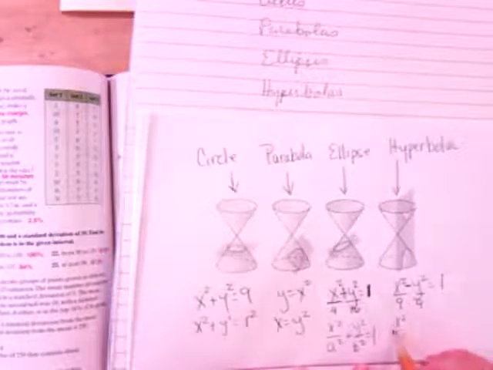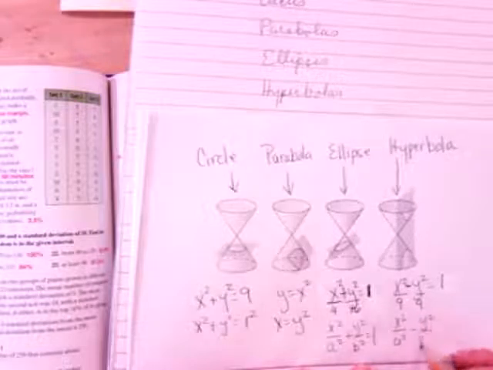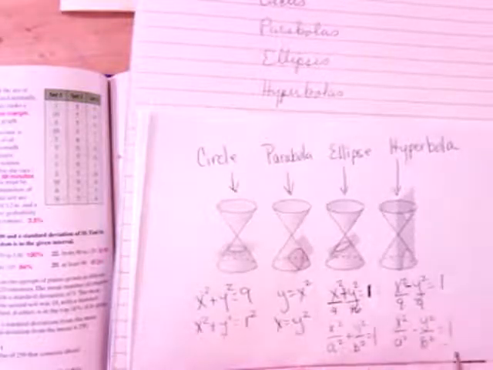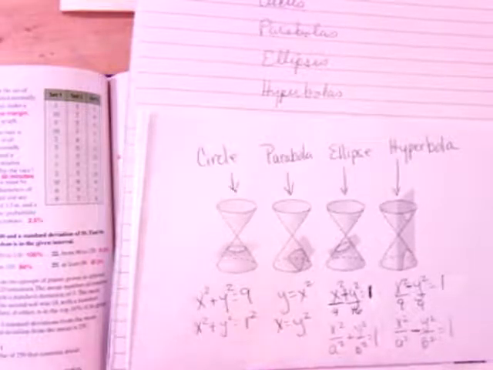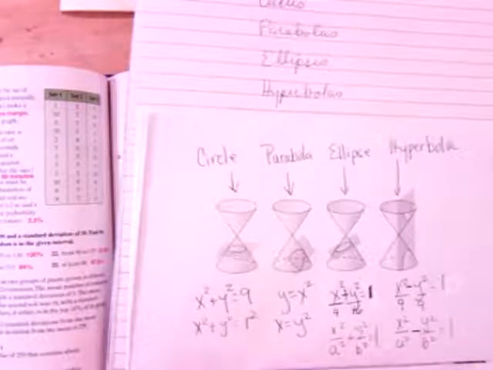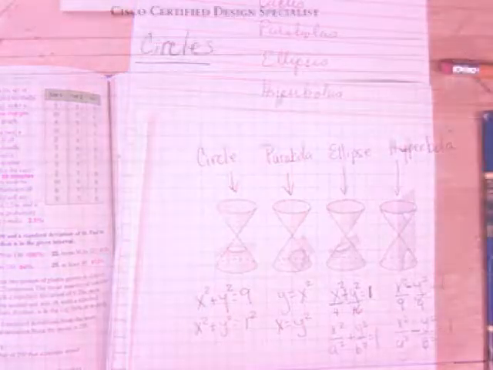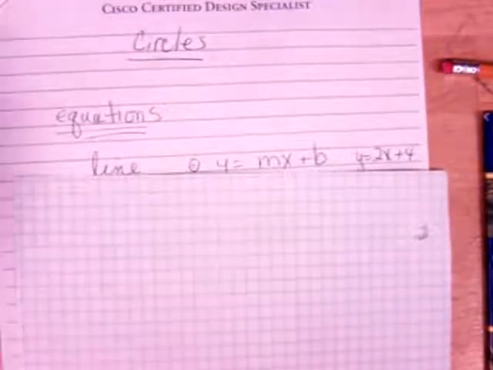X squared over a squared minus y squared over b squared equals 1. Again, always equal to 1. This is minus. Try to think of it as it's apart, it's not together. An ellipse is plus, it would be together. So, section 10-1 is circles. Okay, so let's just do a quick review of equations.